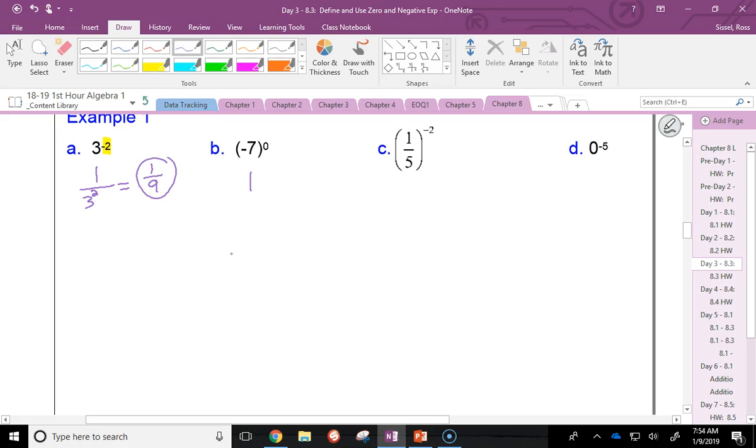Alright. C. 1/5 to the negative second power. Do it step by step. What would be the first thing you do? What do you think we'll do first? Yeah. Distribute that negative 2. So we would do it to the numerator and denominator. We'd write this out as 1 to the negative 2 over 5 to the negative 2. And we're going to have to do what now?